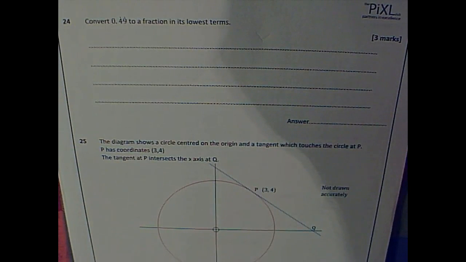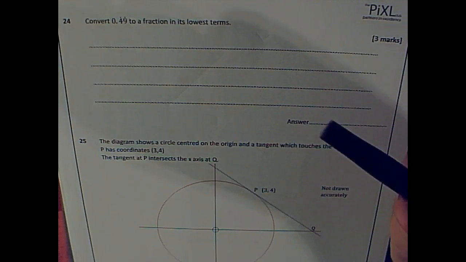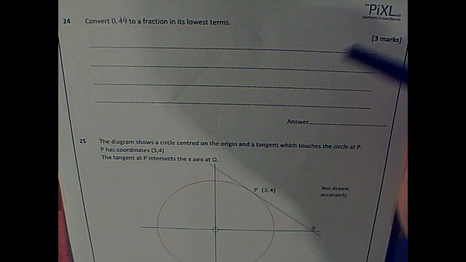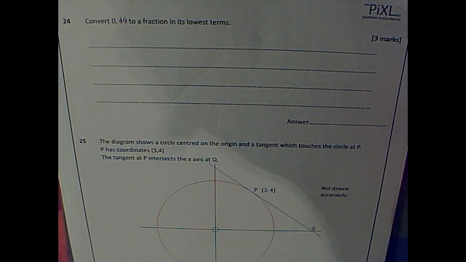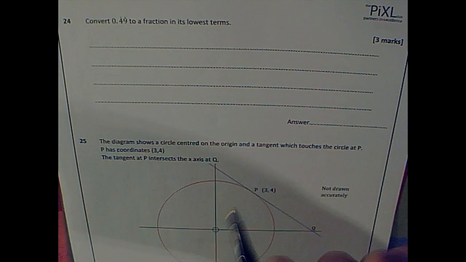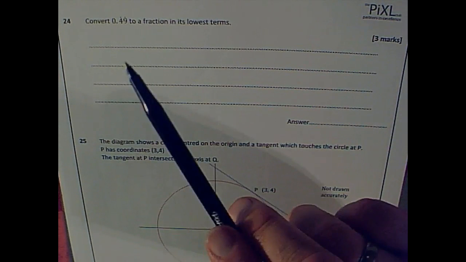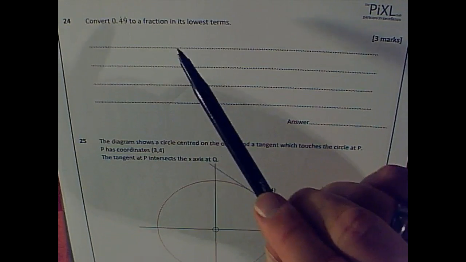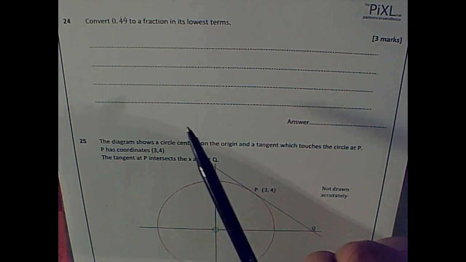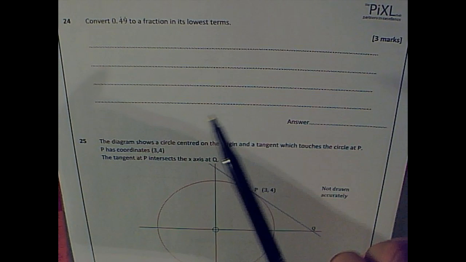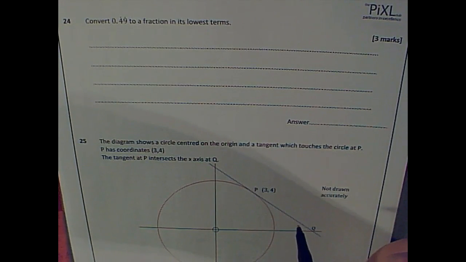Right, question 24. Convert 0.49 recurring, so that's the same as 0.494949494949 going on forever, to a fraction in its lowest terms. This is a straight skill. Do you know how to convert a recurring decimal to a fraction, or do you not? If you do, at the end of the paper there's 3 nice marks for you with no problem solving required at all. This is how it's done.